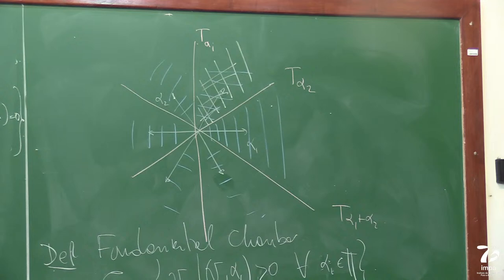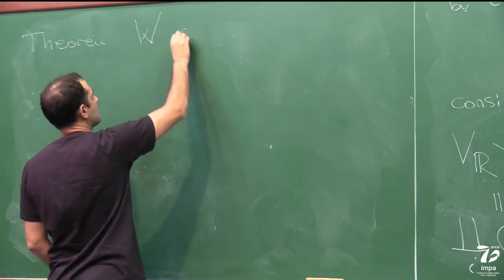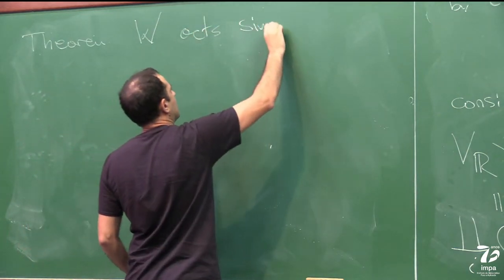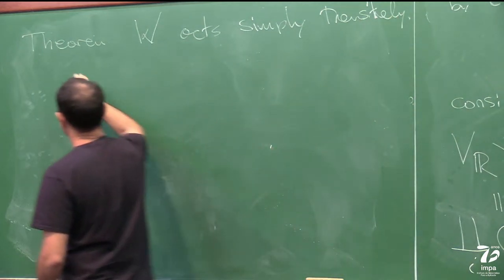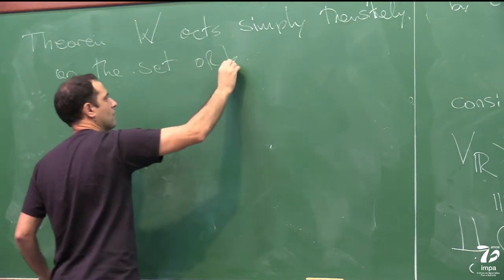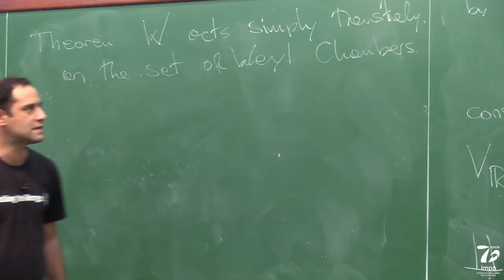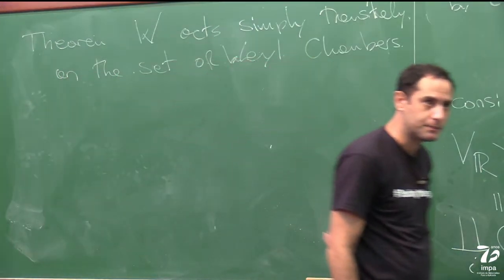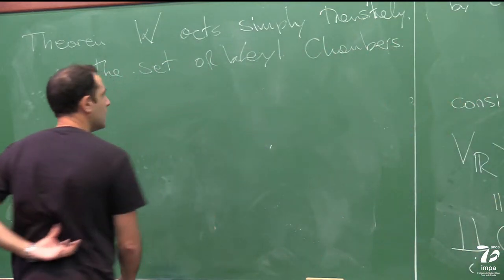All right, so the theorem is this. Theorem: the Weyl group acts simply transitively on the set of Weyl chambers. So this set of Weyl chambers is a torsor for the Weyl group. Okay, so let's prove that. Transitiveness is very simple. The fact that it's simple is not so simple. So let's prove the transitive condition.